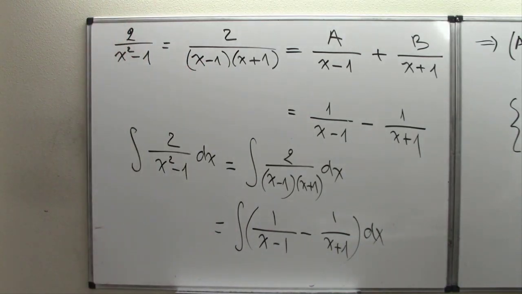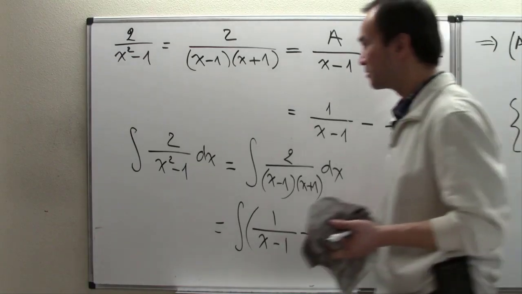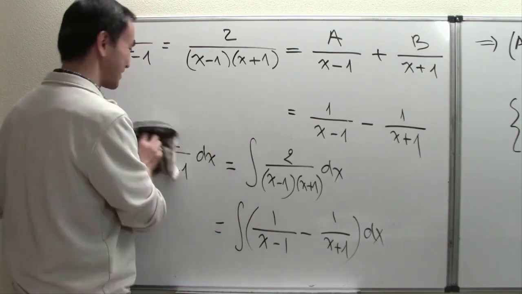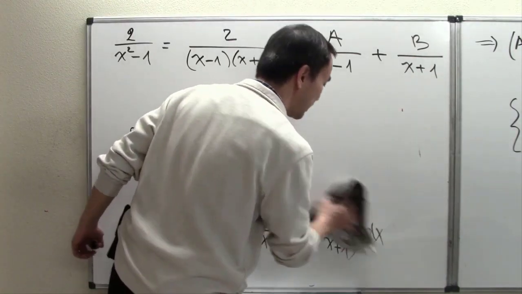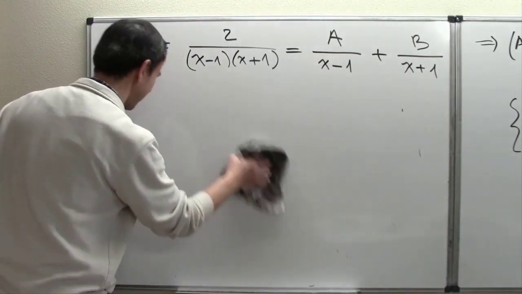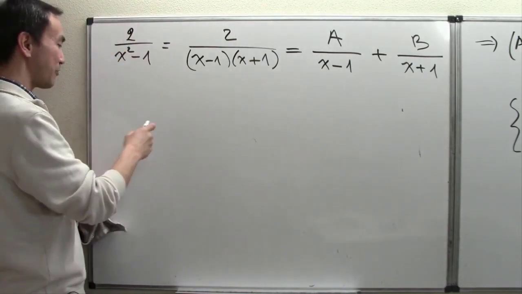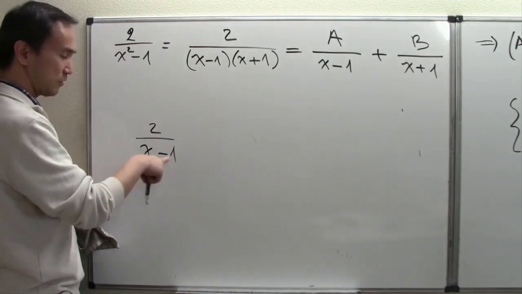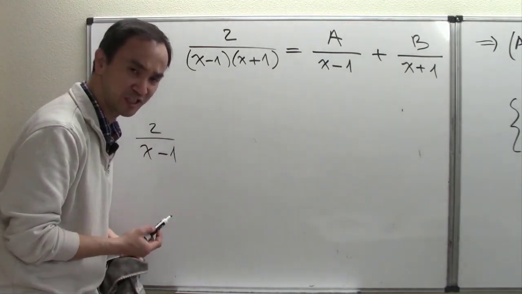Does it have to have 2 in the numerator at the start of this method? Good question. It doesn't have to, but think about it. If it only had one factor in the denominator, think about the problem right in the beginning. If it was only 2 over x minus 1, for example, only one factor in the denominator. Is that what you're concerned about?